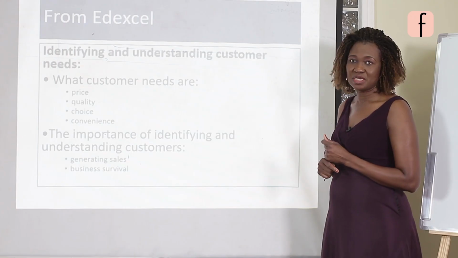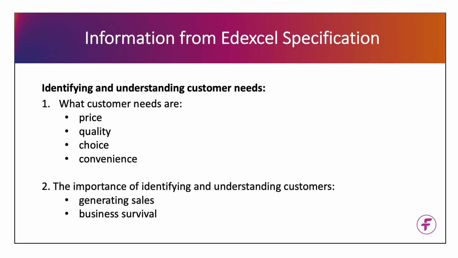What do customers need? Price. Customers want a good price for the products or services they buy. Customers want quality products. Customers want choice. Customers want convenience. So when we talk about customer needs, we are looking at price, quality, choice, and convenience.